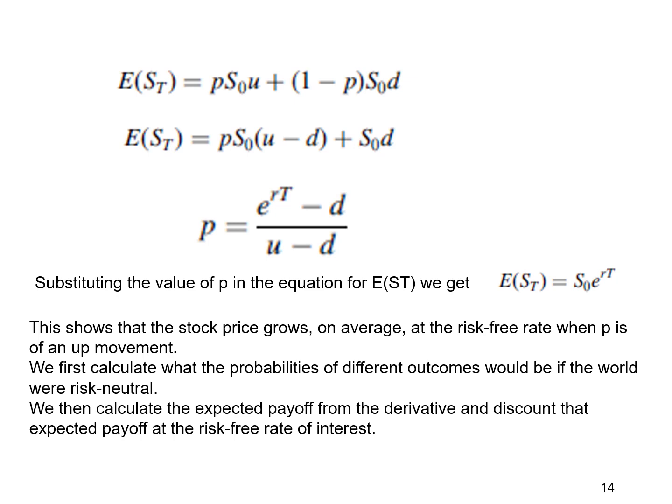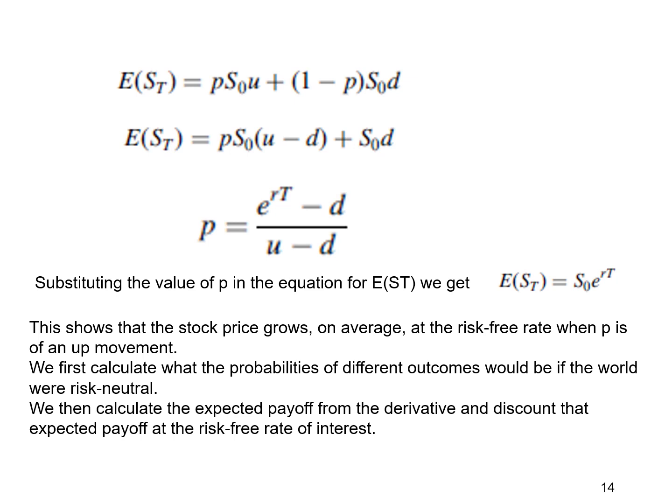So the expected value of the stock, E of ST, is equal to P times S0 times U plus 1 minus P times S0 times D. This can be further simplified as P times S0 within brackets U minus D, plus S0 times D. Now from the earlier slides we know that P is equal to e raised to the power of RT minus D, divided by U minus D, and substituting this value of P in this equation we get E of ST is equal to S0 times e raised to the power of RT.